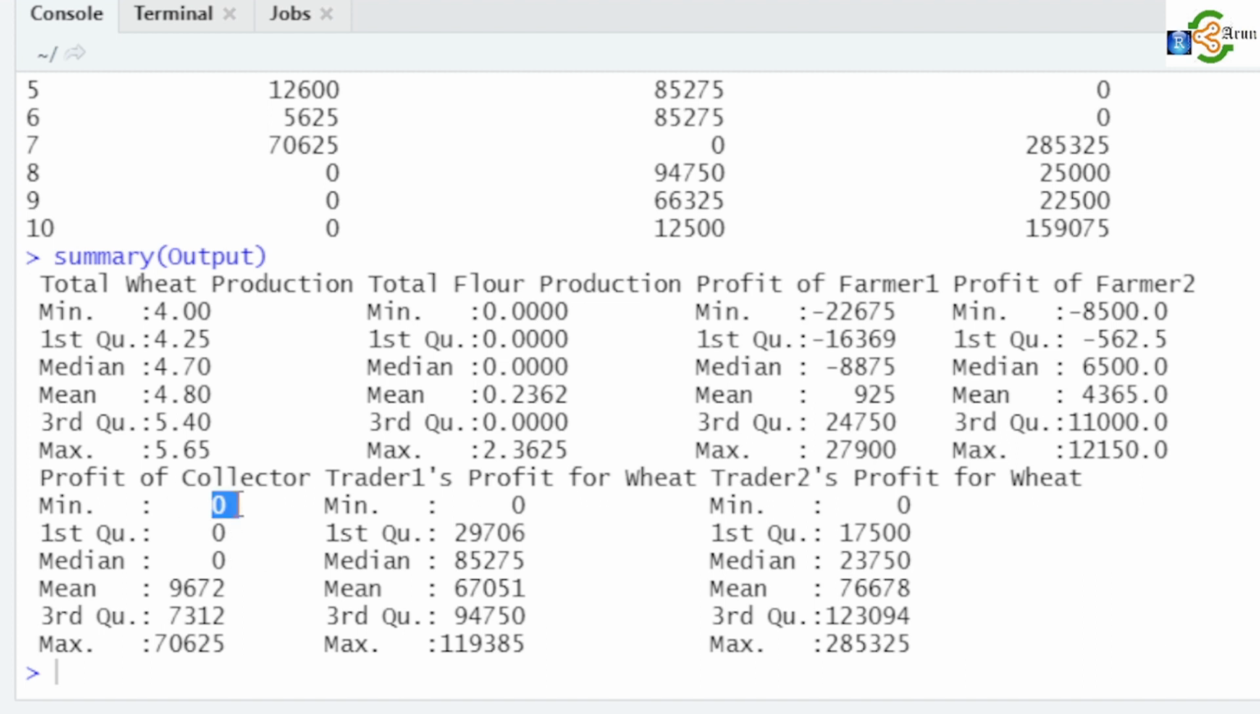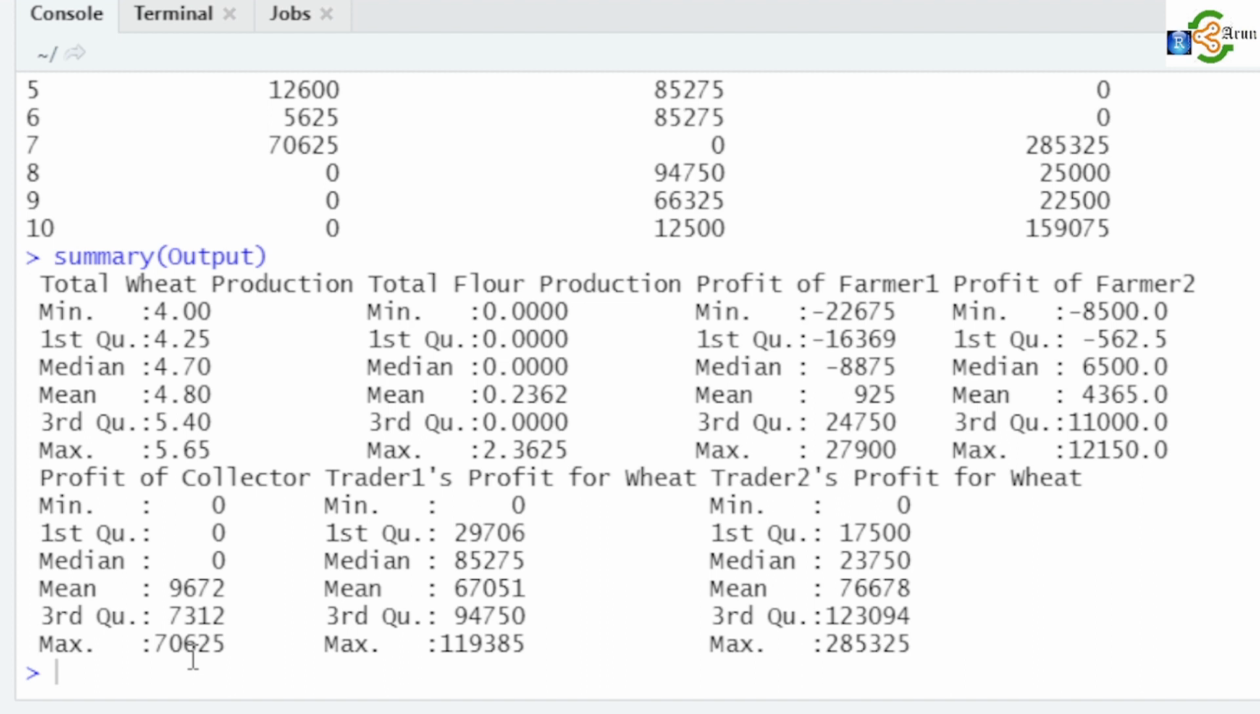In case of the collectors, either it earned 0% profit. There is no loss at this moment because zero means none of the farmers sold to the collectors. They either sold to trader one or trader two or the processor. Okay, so the mean value you can see here is 9,672 rupees of profit he earned from this production.